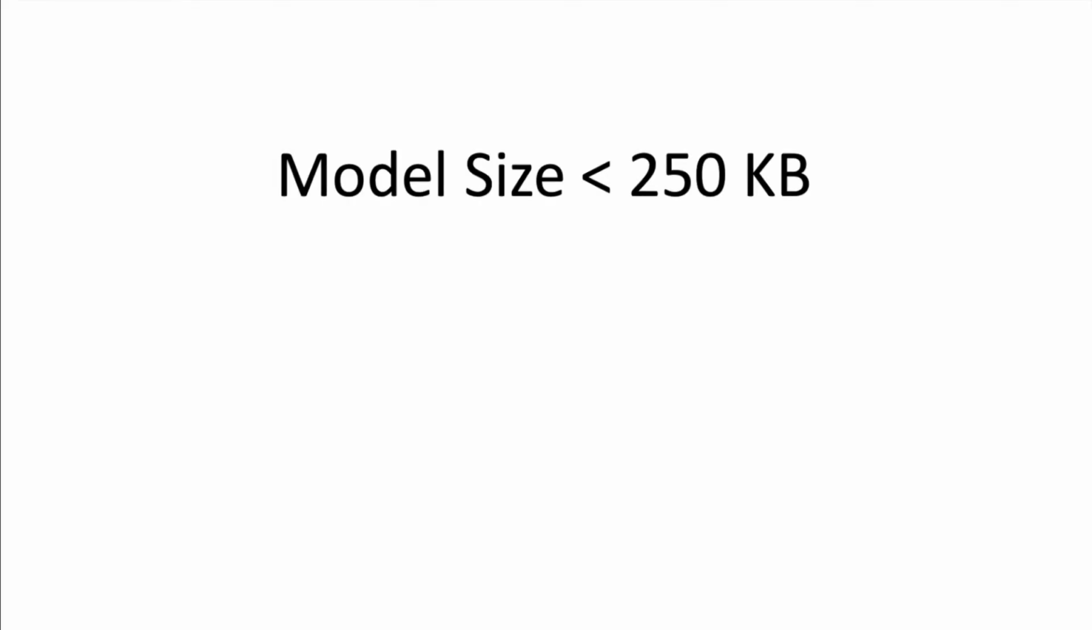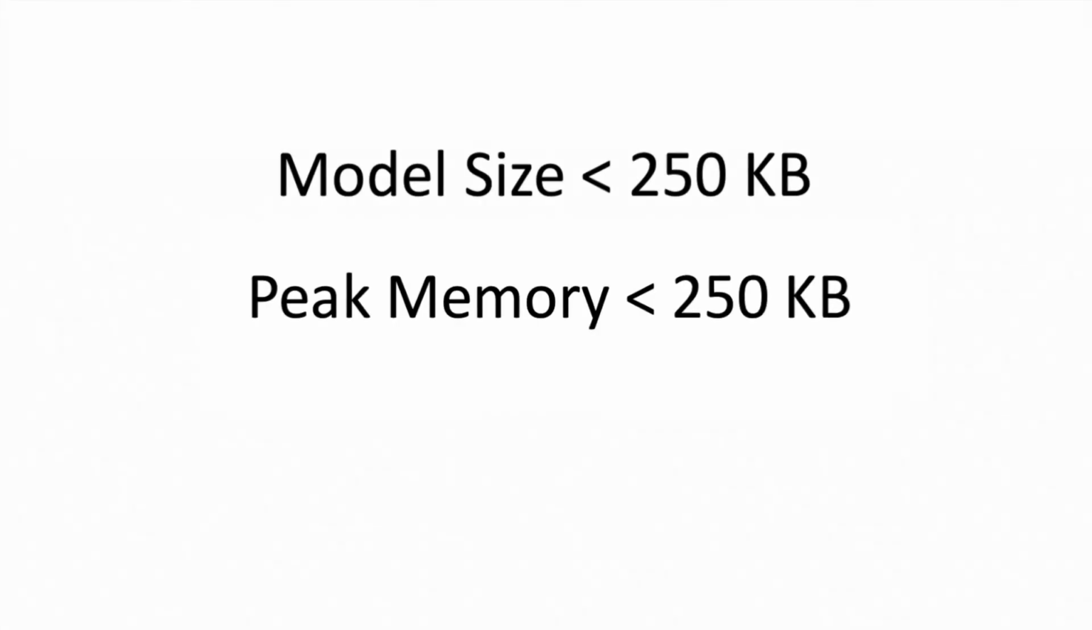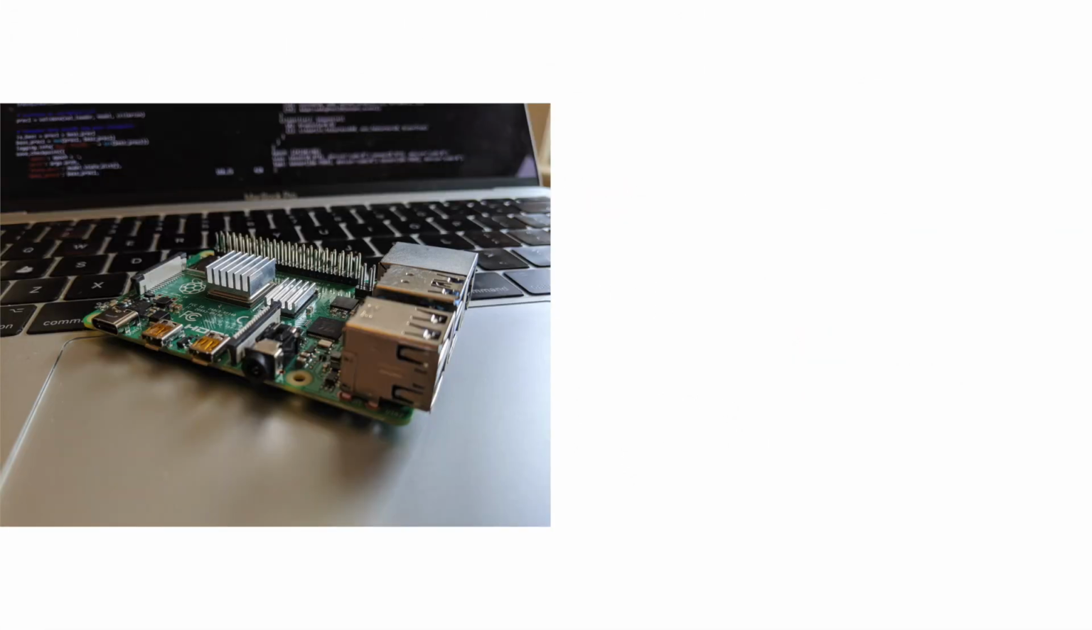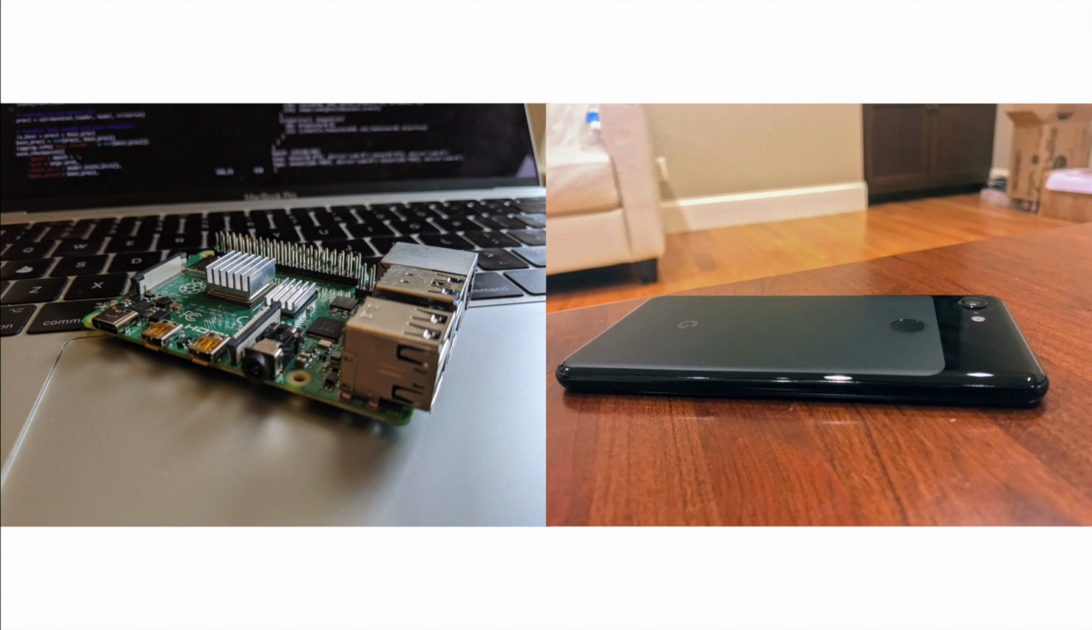The model had to be under 250 kilobytes, run at less than 250 kilobytes of peak memory usage, and have less than 60 million multiply adds. In today's video, I'll be demonstrating our model on two platforms, the Raspberry Pi and the Google Pixel 3. So without further ado, let's start with the demos.